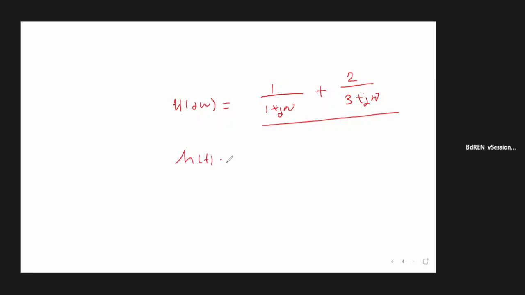For example, say if your H(j omega) has this form, 1 divided by (1 plus j omega) plus 2 divided by (3 plus j omega). In this form, you get after partial fraction. Then your h(t) would be equal to what? e to the power minus t u(t) plus 2 e to the power minus 3t u(t), isn't it?